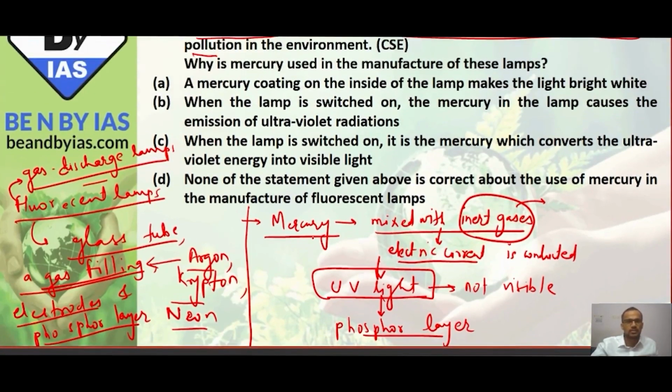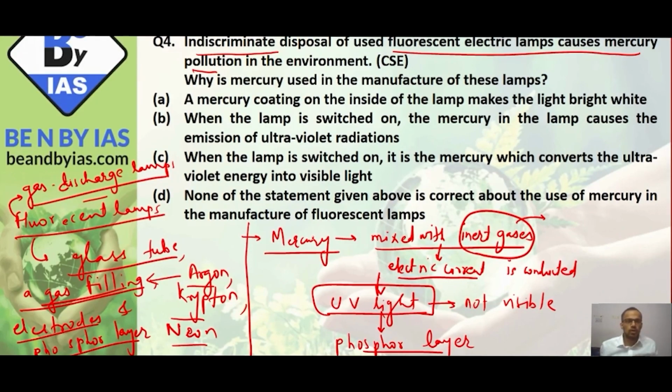Now let us discuss the question. The question asked why mercury is used in the manufacturing of these lamps. First statement: a mercury coating on the inside of the lamp makes the light bright white. Fine. So it is not the case. It is not the mercury coating which makes the light bright white. It is the phosphor coating which makes the lamp light bright white. So this statement is a wrong statement.